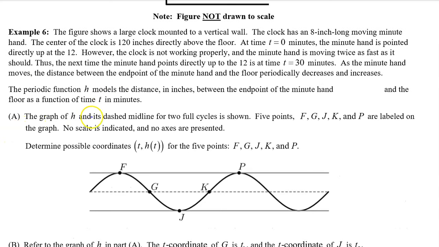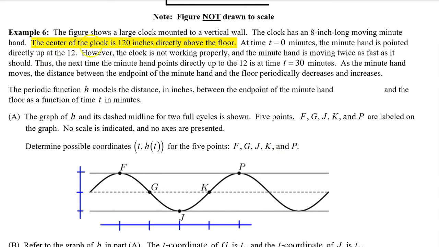Part A. The graph of h and its dashed midline for 2 full cycles is shown. 5 points, f, g, j, k, and p, are labeled on the graph. No scale is indicated, and no axes are presented. Determine possible coordinates (t, h of t) for the 5 points f, g, j, k, and p. We are told that the center of the clock is 120 inches directly above the floor, so that's going to be the height of the midline.